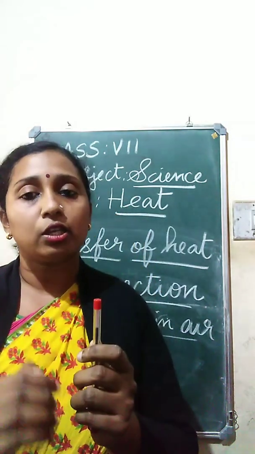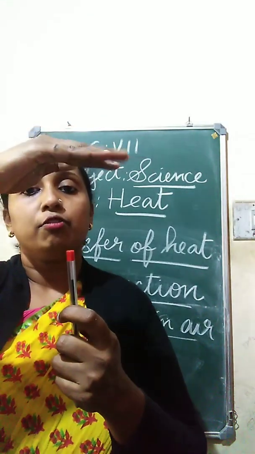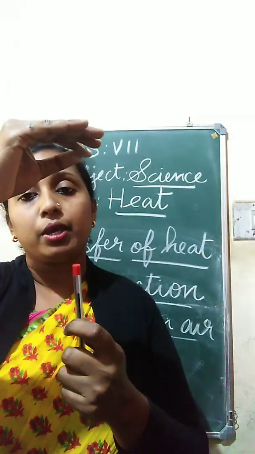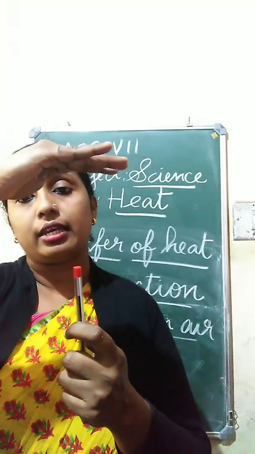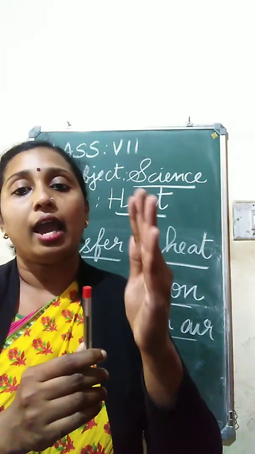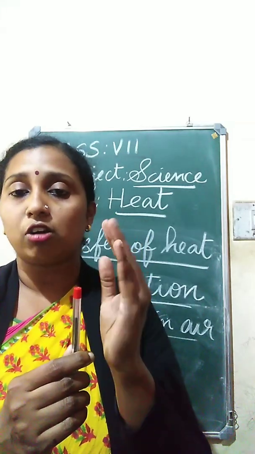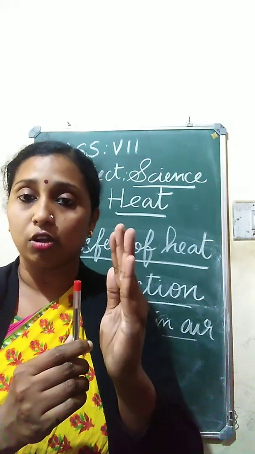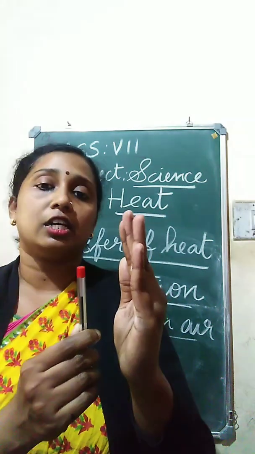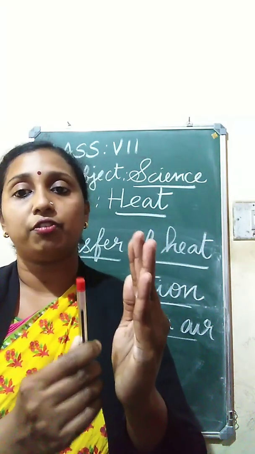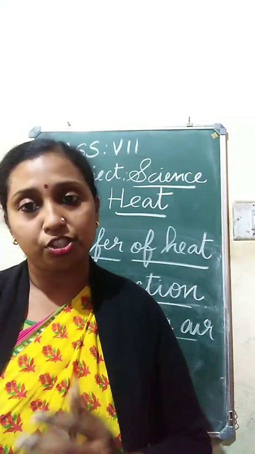After a few minutes, you can notice that the hand that is above the flame feels hotter because of convection. Due to convection, the hand above the candle gets heated up, and the hand placed at the side of the candle does not feel any heat because there is no convection. So this is an example to prove convection.